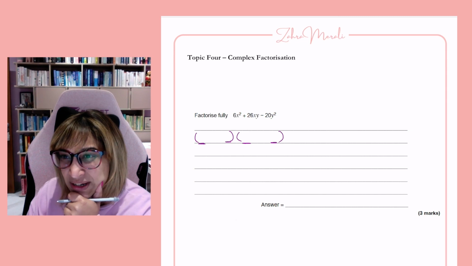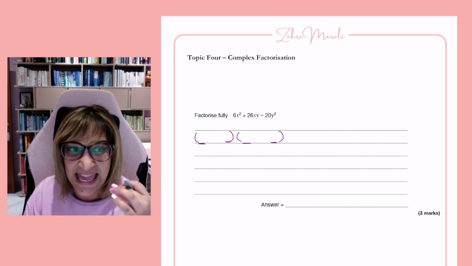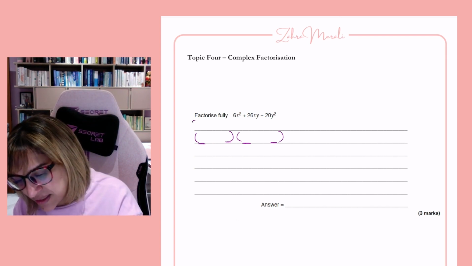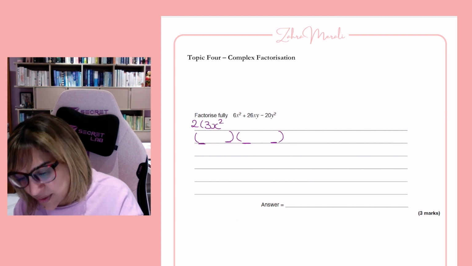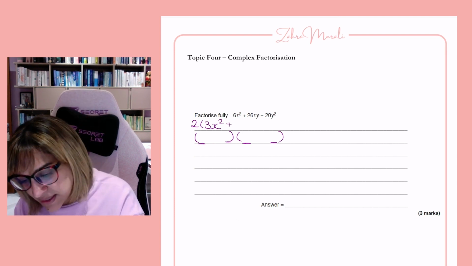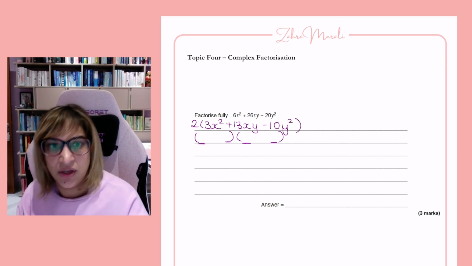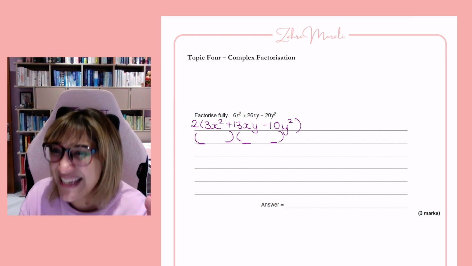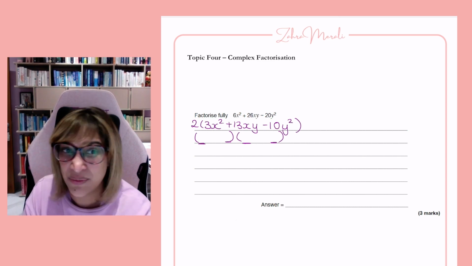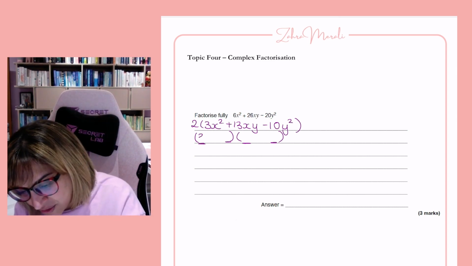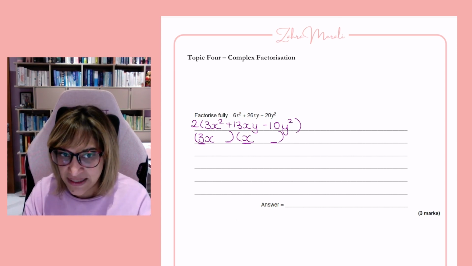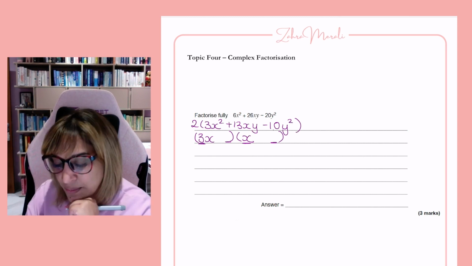But hopefully you realize before you even start that everything goes into 2. So I'm actually going to take 2 outside the entire thing first. So I get 3x squared plus 13xy minus 10y squared. Right, so now it makes it easier because there's only one way to get 3x squared. I've got to have 3x and x, right? Which makes it a little bit easier because now I'm thinking of 10y squared.